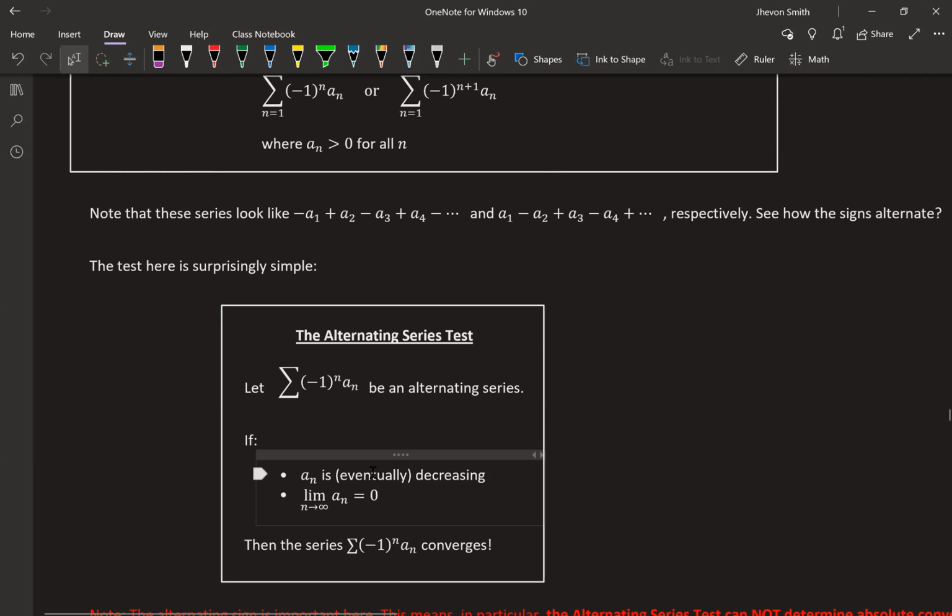Basically, if your terms are decreasing and the limit goes to 0, then the series converges. And that's it. You would find the limit, and you need to know that the terms are decreasing. Remember, we also spoke about that. Decreasing means you can show that a_(n+1) is less than or equal to a_n, or you can show that a_n prime is less than 0 if differentiable.